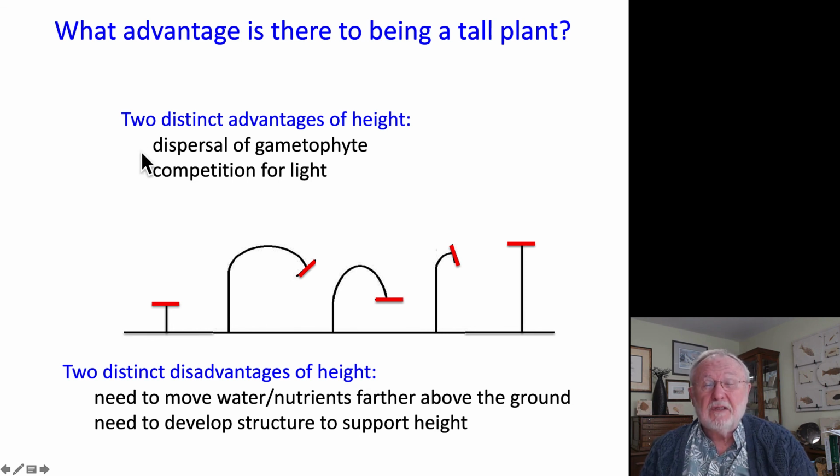But there are two disadvantages to height. One is that you need to move nutrients from where they're acquired here at the soil up to the photosynthetic tissues. And you need to be able to support that structure without it drooping over. So that required some evolutionary changes in order to go from being prostrate to being tall.